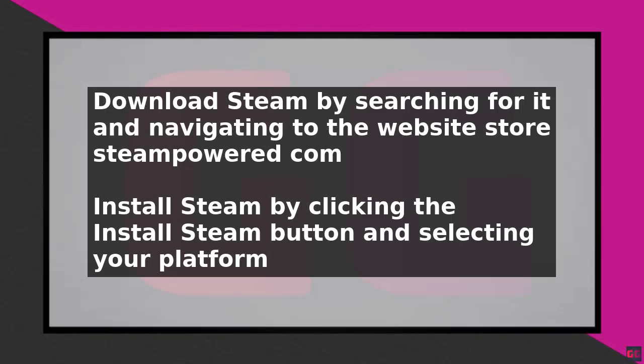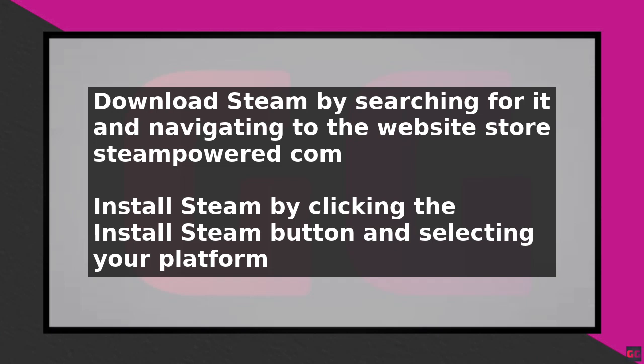To download I Am Future on a PC or laptop, start by downloading Steam, an app that allows you to buy, download, install, and play games. This process is straightforward. Open a browser, search for Steam, and navigate to the website store.steampowered.com. Click on the Install Steam button.